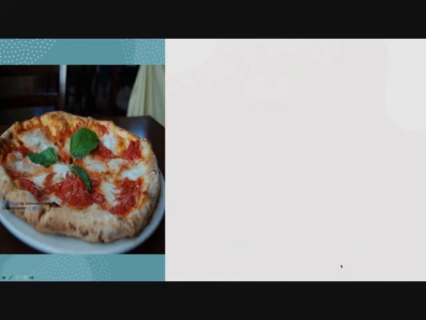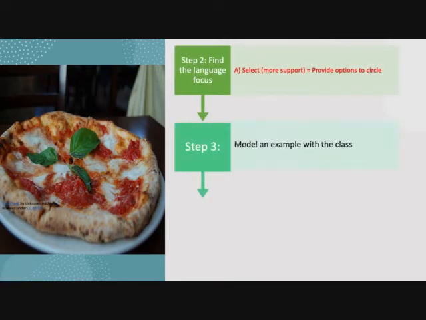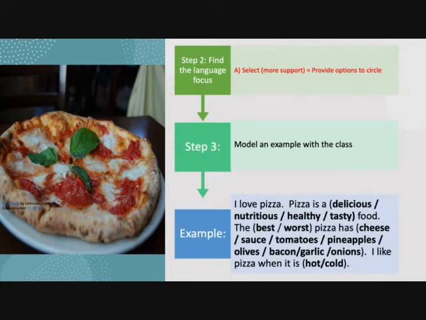Okay, so I would then, providing more options to circle, I now have to do the example with the class. So I would say to the kids, okay, here's our text together. I'm going to give this as a handout. Let's choose. Okay, pizza is delicious food. That's what I chose. What would you guys like to choose? Do you want to say it's the best pizza or the worst pizza? Okay, the best pizza. What does the best pizza have on it?